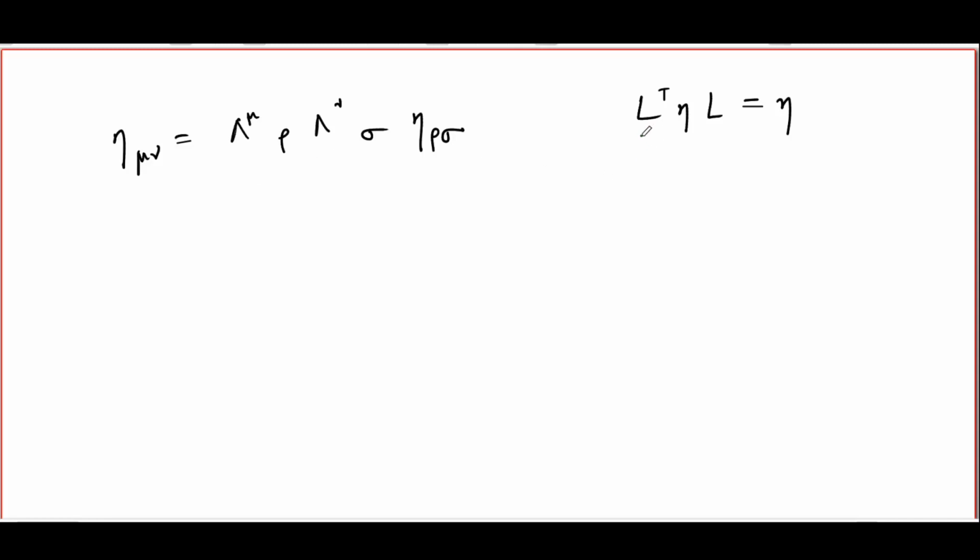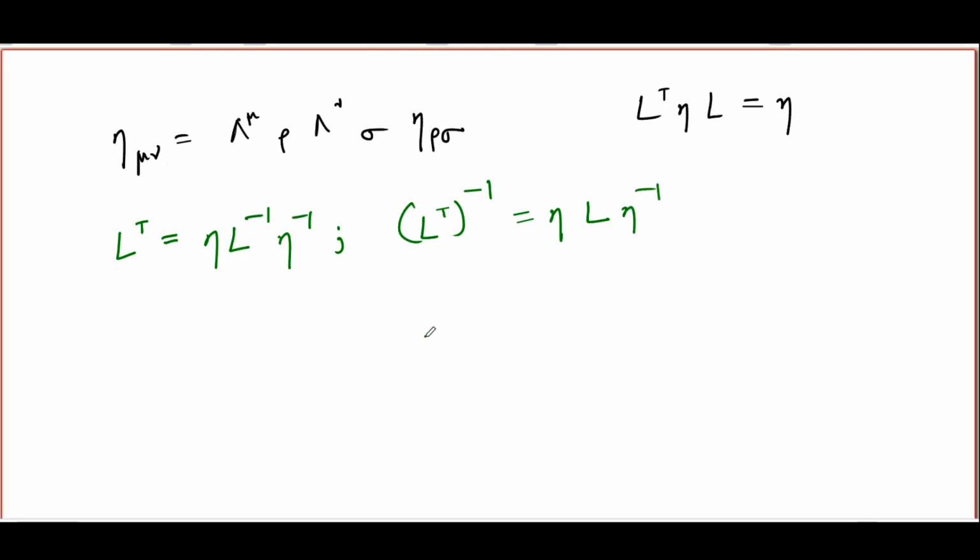It is easy to see that L^T η L = η can be rewritten in the form where L^T is left on the left hand side and taking everything to the other side gives you η L^{-1} η^{-1}. What is going to be even more useful later is an expression for (L^T)^{-1}, which you get by inverting this, and that's η L η^{-1}.